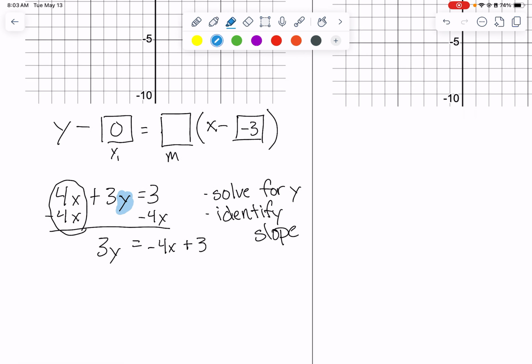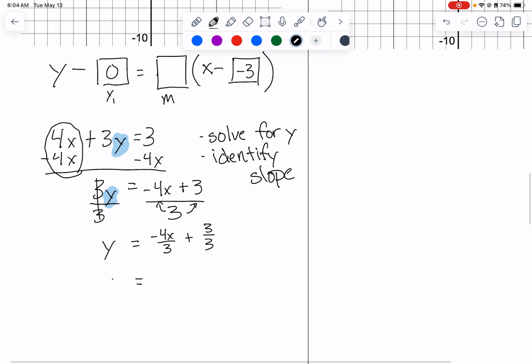Next, we're still trying to get that y by itself. So I notice that I can divide by 3 to both sides. On the left side, 3 over 3 becomes a 1, so that's just y. On the right side, I actually have to distribute this division the same exact way I distribute a multiplication. So it's going to be -4x over 3 plus 3 over 3.